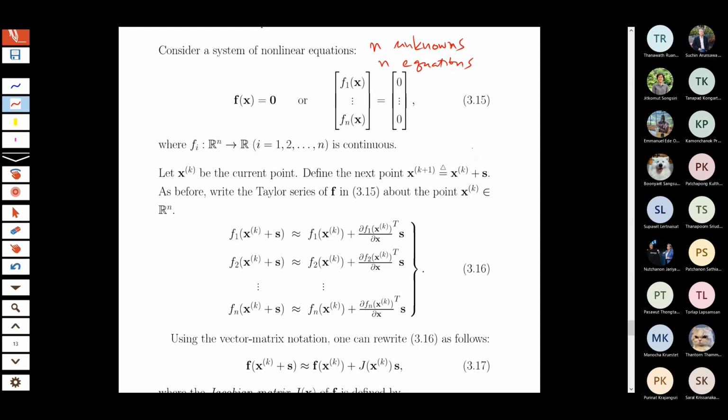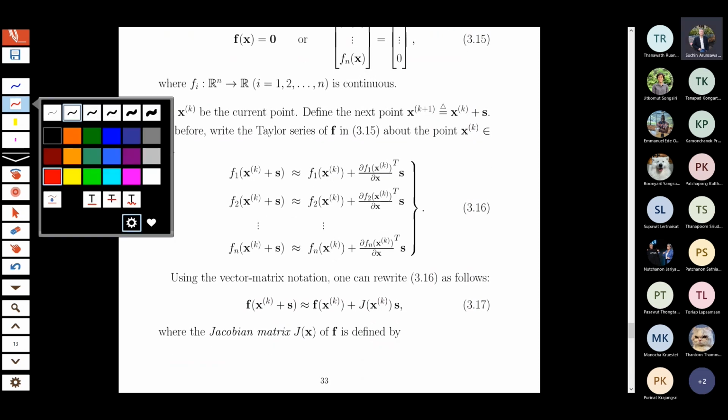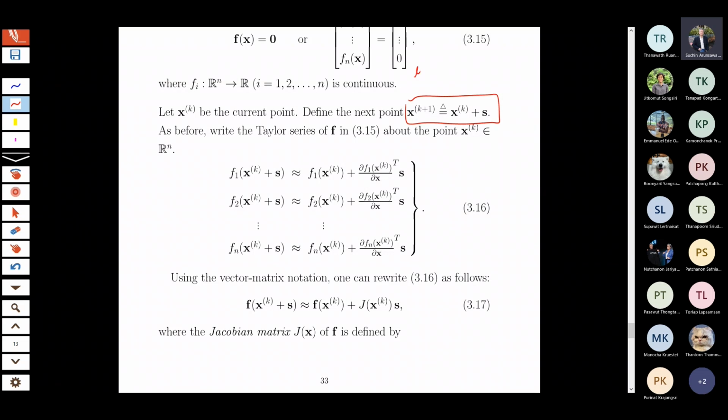So here we assume, as before, that xk is a current point, or a current iterate. Then we wish to develop a method to compute the next point, xk plus 1, which is defined as xk plus s, where s is a correction vector. This is what we call the update equation. Given xk, we compute s, and then we obtain xk plus 1. This is how we obtain the next iterate.